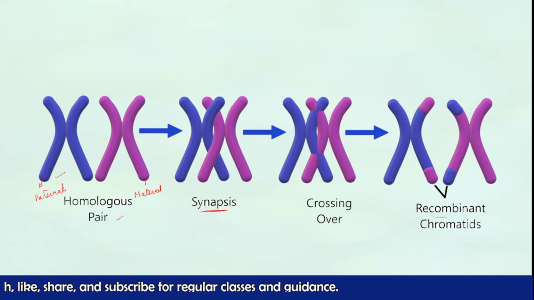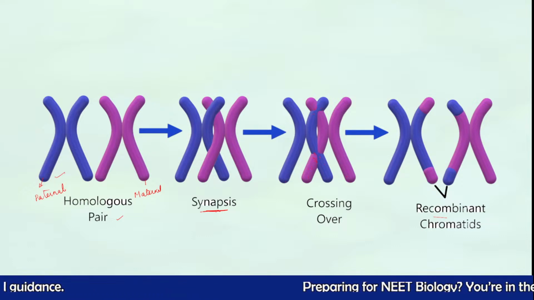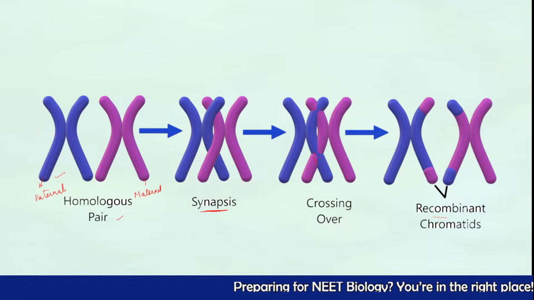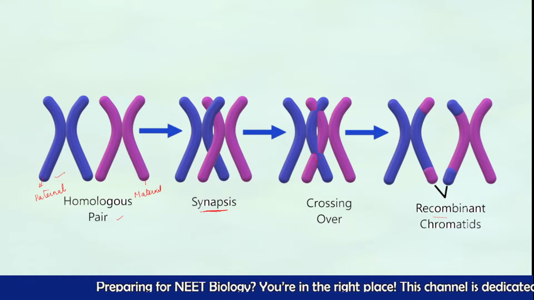Okay, so this is important: crossing over, recombination, synapsis. I hope these terms are all clear. Synapsis, crossing over, recombination. And what are recombinant chromatids?